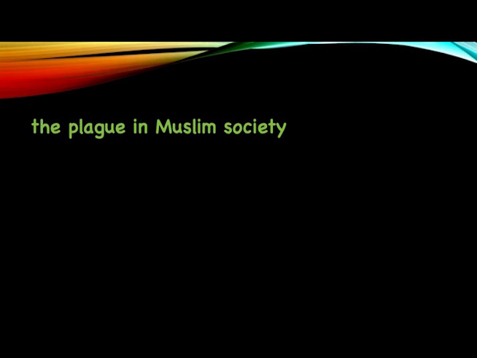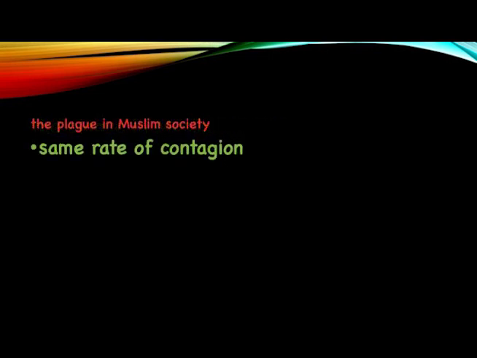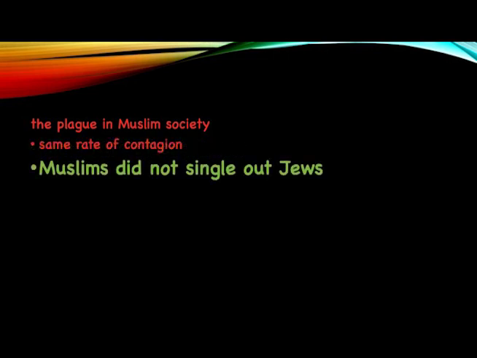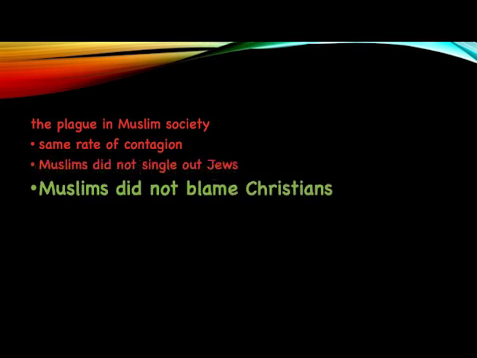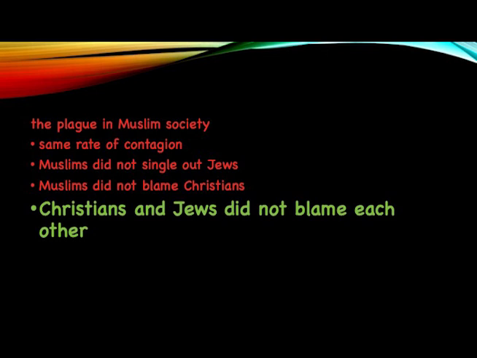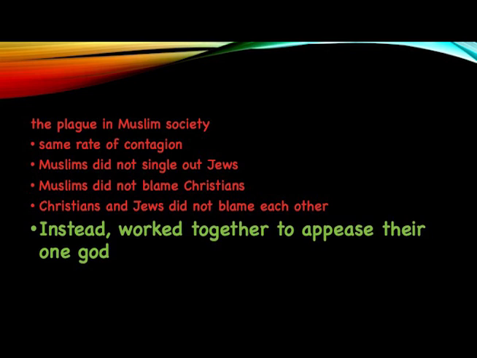The violence we find against Jews in Europe contrasts starkly with the treatment of Jews in Muslim society. Whereas the rate of contagion for both Catholic and Muslim areas is about the same, Muslims did not single out the Jews for blame, nor did they accuse Christians of spreading the plague. Neither did Christians and Jews blame each other. Instead, Muslim leaders asked Jews and Christians to join them in fasting and praying for deliverance from what they all believed was a divine punishment from the same one God.